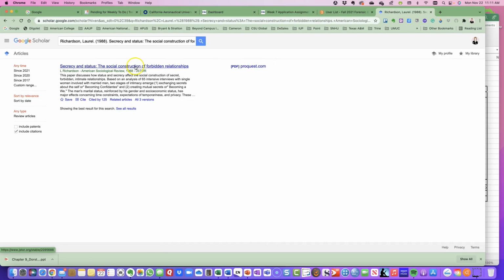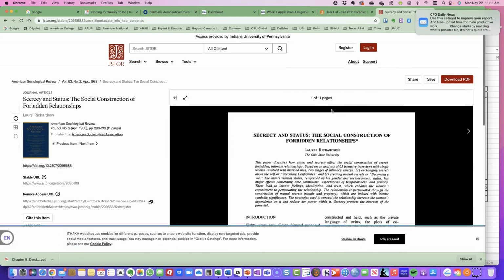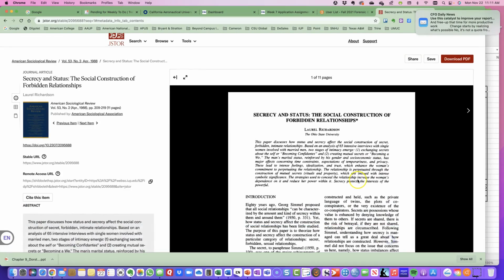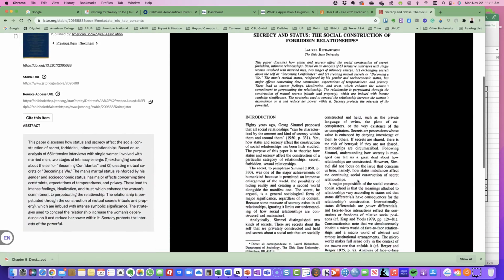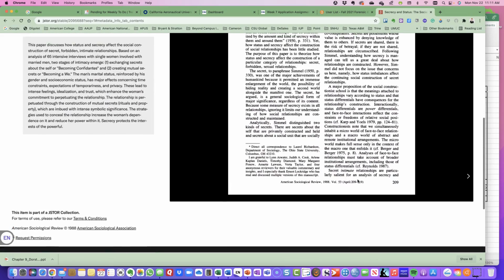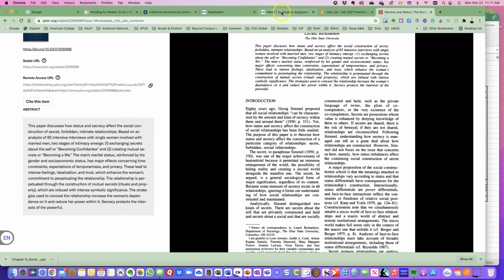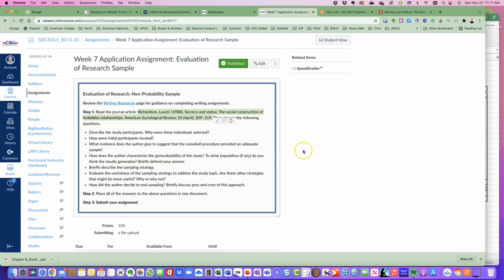And you see it's through ProQuest, and that's a database, or JSTOR, and those are databases that we have in our library. So you should be able to find this article here and get that from our library and go through that information here. So you want to read the article and then go back to our application assignment and describe the study participants. Why were these individuals selected? How were initial participants located?